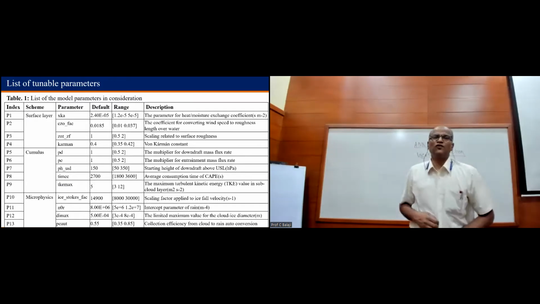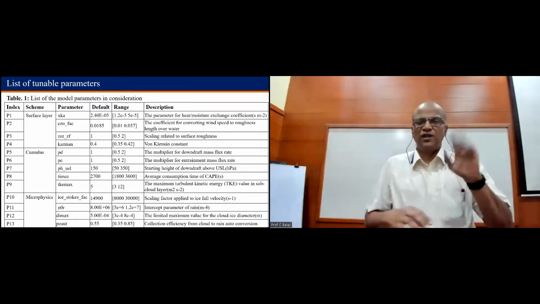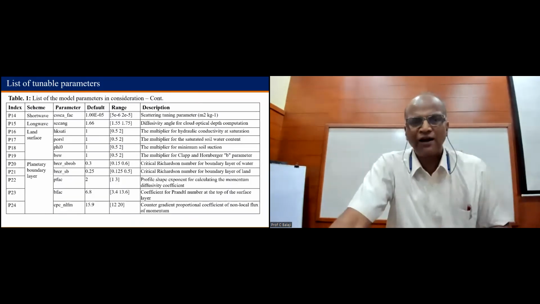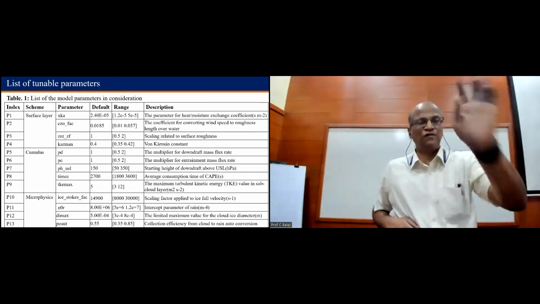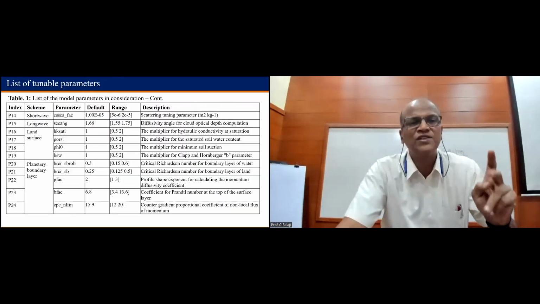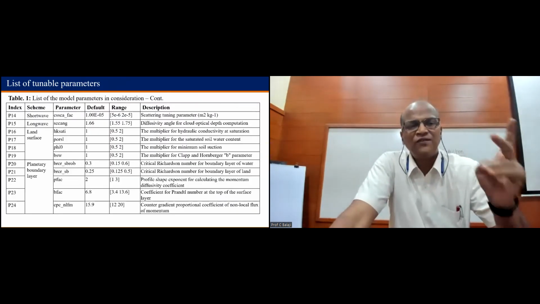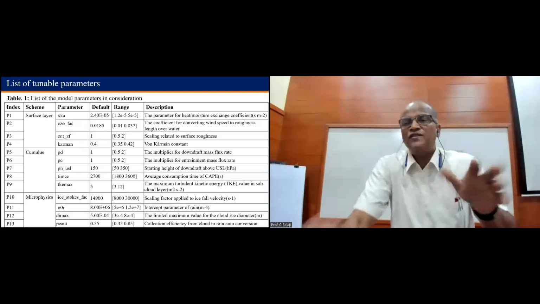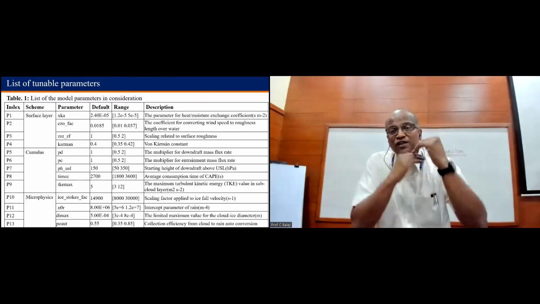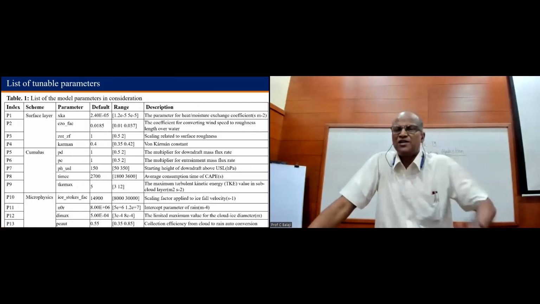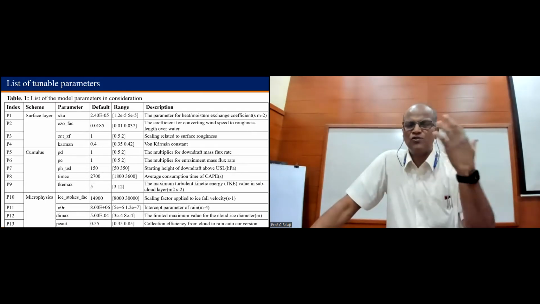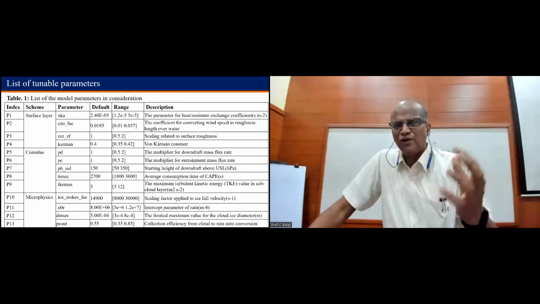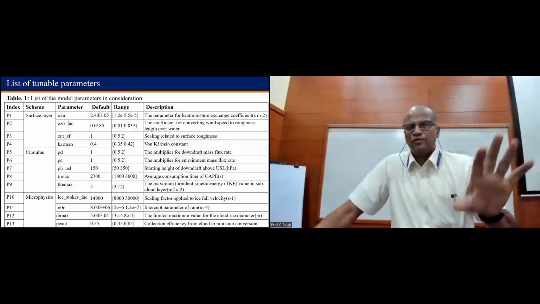Now, list of tunable parameters. There are like 24 parameters in various schemes. What are these various schemes? We have chosen the surface layer, cumulus, microphysics, short wave, long wave, land surface, and planetary boundary layer. In each of these, there are various schemes. Now, first you have to do what is called a scheme sensitivity study based on your past events. So you do a hindcast to see which of these schemes influence the results.